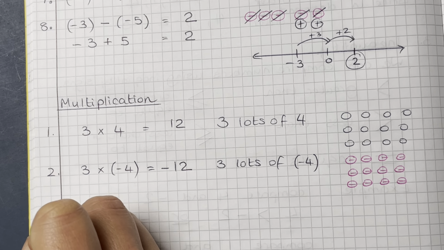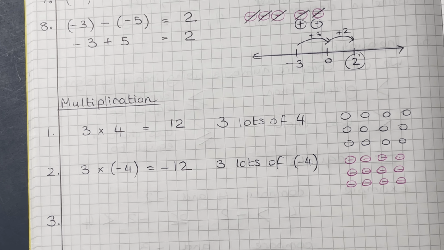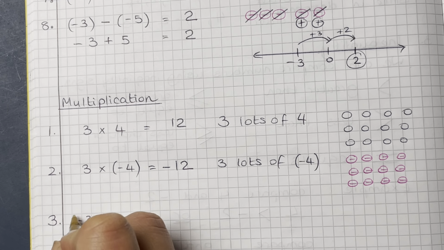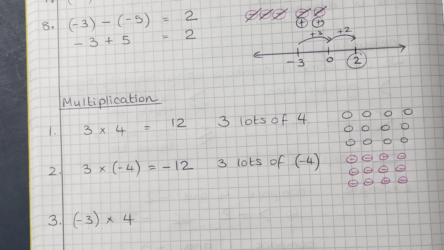Now, there is a quicker way of drawing these. I don't have to write them out every time. Imagine if the number was 320 instead of 3, it would be a bit of a problem. So let's see how else we can do it with our next example, which is -3 multiplied by 4.